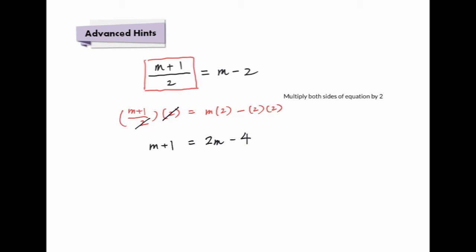Let's go on. Transpose the term negative 4 to the left and the term m to the right. We obtain 1 plus 4 equals 2m minus m. So 5 equals m. The solution is m equals 5.